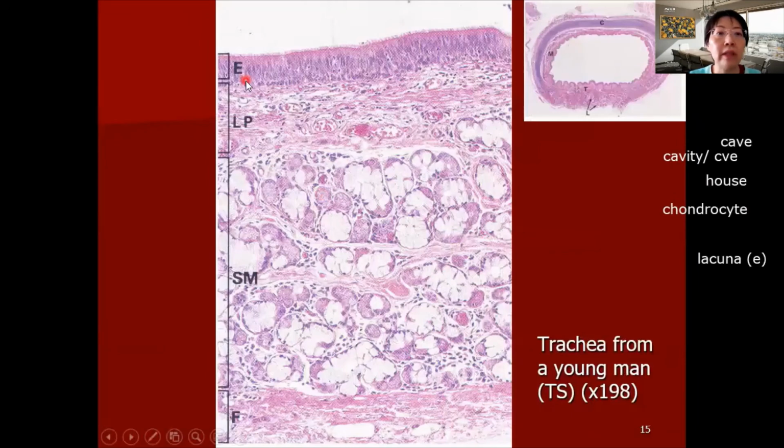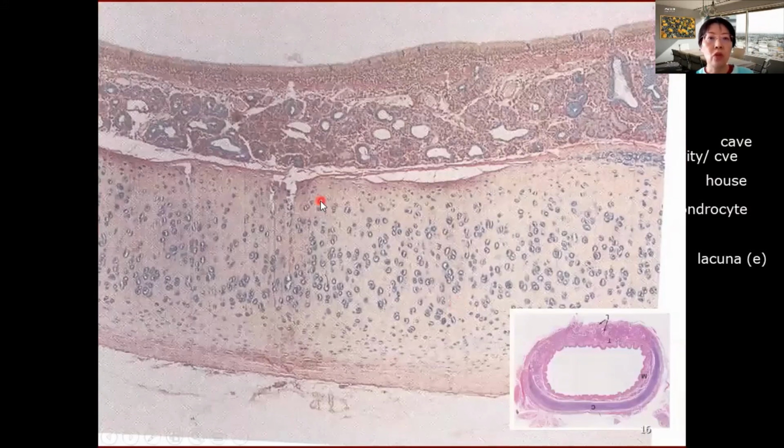Okay, so this one, you can see again here is a pseudo-stratified ciliated columnar epithelial cell. This is the blood vessel, which is actually a capillary. And then you can see red blood cells inside the lumen. So this is a blood vessel with red blood cells in it. And these are the mucous gland here. So very thick mucous gland. This is trachea. So these ones are also mucous gland. All these are mucous gland.